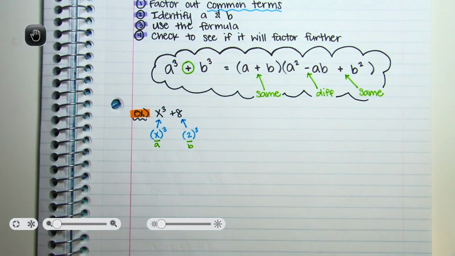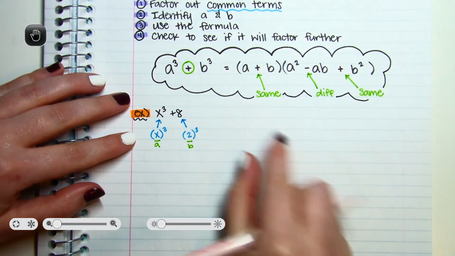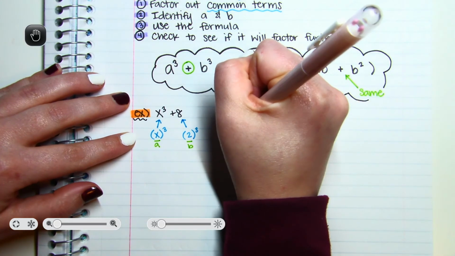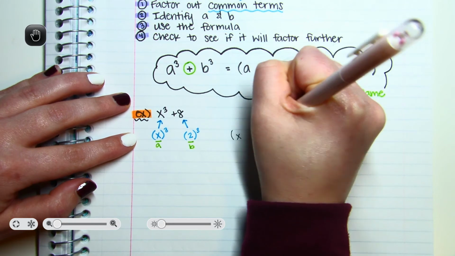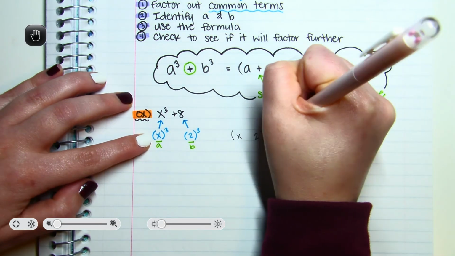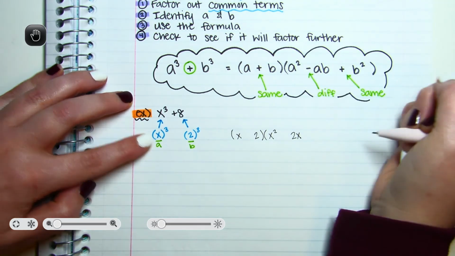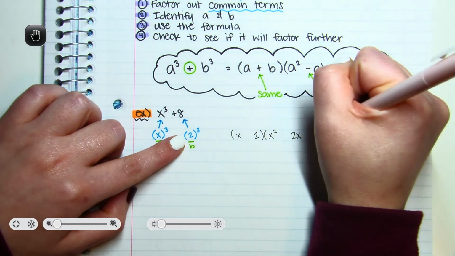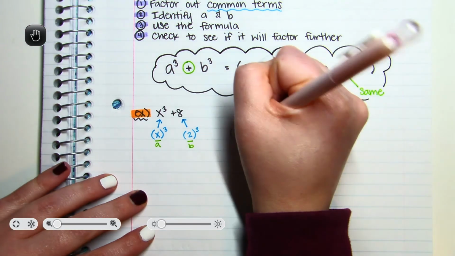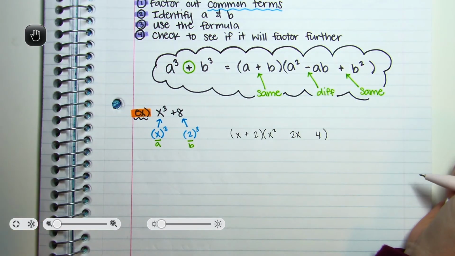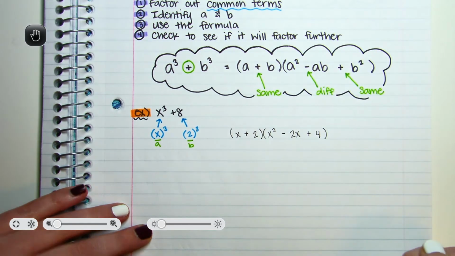So when we write out our answer, we are literally just filling stuff in. I'm going to show you what I mean by just fill in the A's and B's, and then the signs will get filled in afterward. So I'm going to have x and 2, and then I'm going to have x squared, 2 times x, because that's the A and B, and then B squared, so 2 squared, which is 4. So I write that out. Now I'm going to fill in my signs. So same, so plus, different, minus, same, plus.